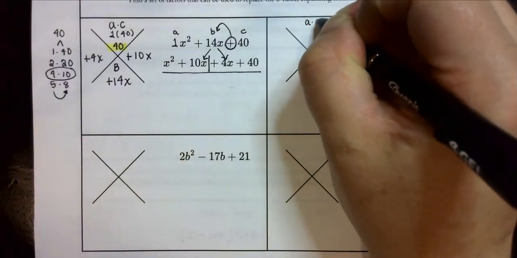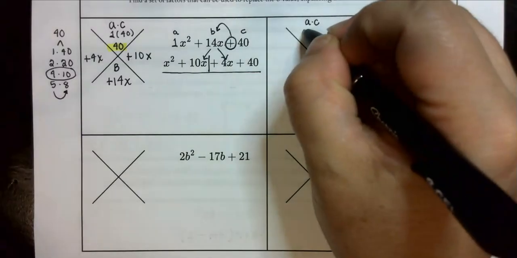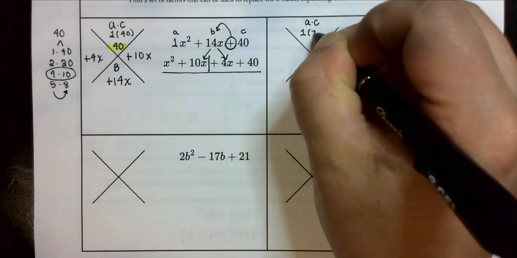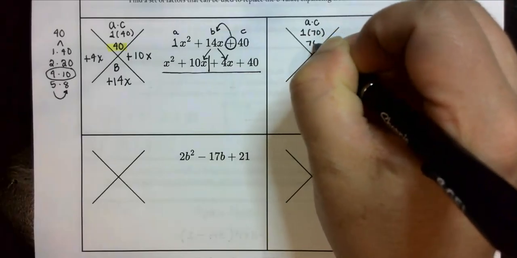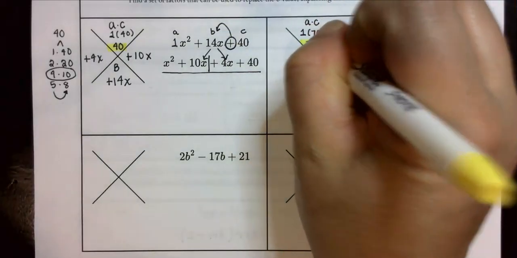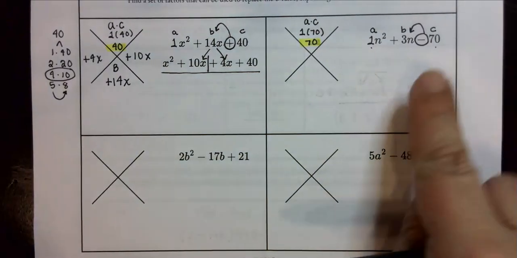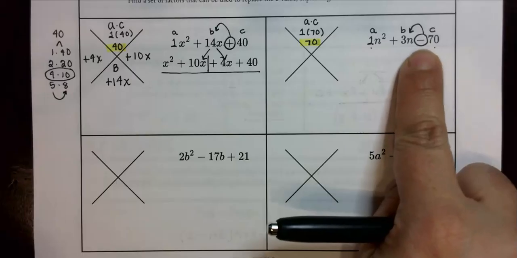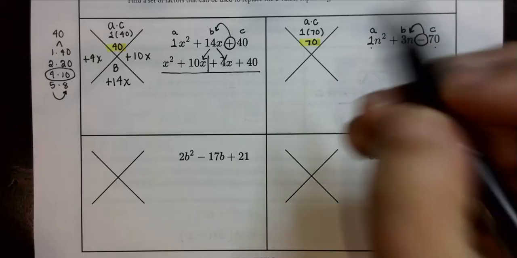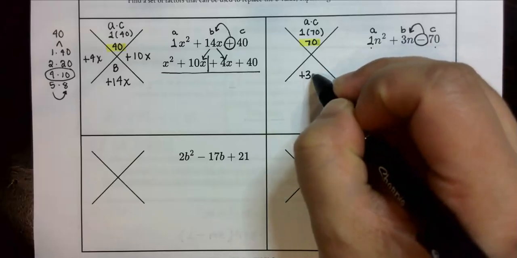So remember what we said. The top is going to be A times C. So A is 1, C is 70. 1 times 70 gives us 70. So the number that's important to us is the 70. I'm looking for numbers this time because that is a minus. I'm looking for two numbers that subtract to be 3. So I'm going to put a plus 3 here. And it's plus 3n.